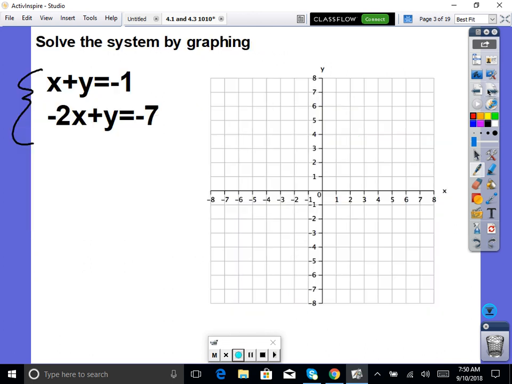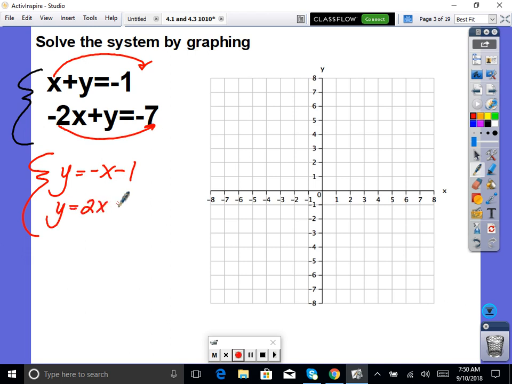Okay, let's start practicing. Just watch, because you're really good at graphing at this point. If I said solve by graphing, you would get it in y equals mx plus b form. So let's subtract x over, and we would have y is equal to negative x minus 1. Over here, we'd solve for y, so we'd add 2x over, and then we would have y is equal to positive 2x minus 7.